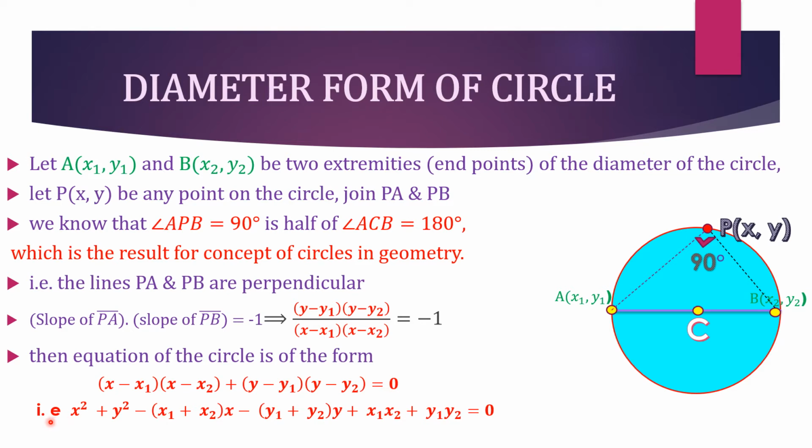Now, it can be simplified. The circle equation is x square plus y square minus (x1 plus x2) x minus (y1 plus y2) y plus x1 x2 plus y1 y2 equals 0. Now, this is the diameter form of the circle.